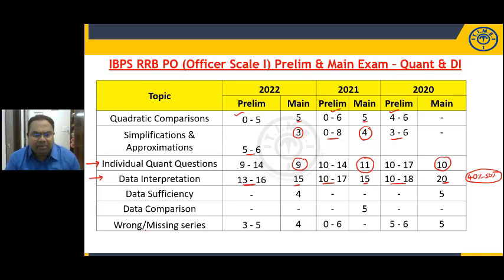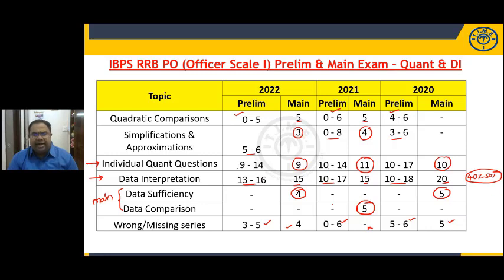Then we have number series. It may be missing number series or wrong number series. It is a regular feature in your prelim exam. Also in the main exam, in 21 there were no questions, but in 20 there were 5 questions, and in 22 there were 4 questions. Data sufficiency and data comparison are generally asked in the main exam. Sometimes they can be asked in prelim, but generally they are a part of the main exam. Data sufficiency was there in 2022 and 2020, and data comparison was present only in 2021. In 20 we don't have any questions, 22.